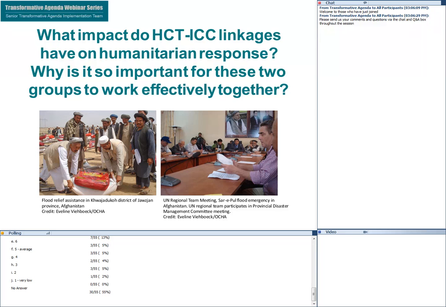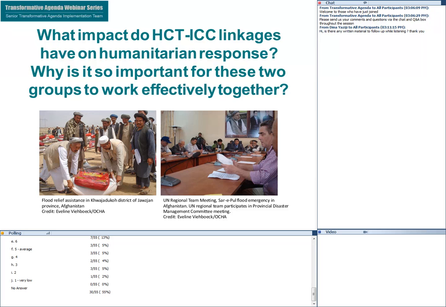Now, I should let participants know that Mark will have to be leaving us after the first half hour because he has another engagement, and he will then be replaced by Kathy Howard, who is the acting head of OCHA in Afghanistan, who has worked previously in South Sudan and has quite a lot of experience working with the Intercluster Coordination Group.